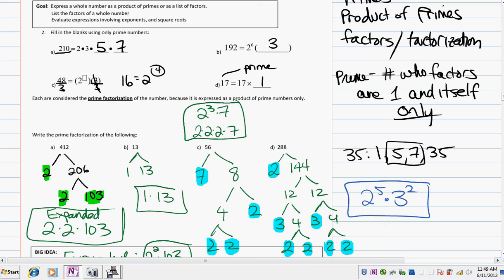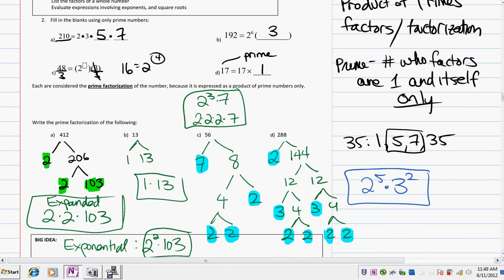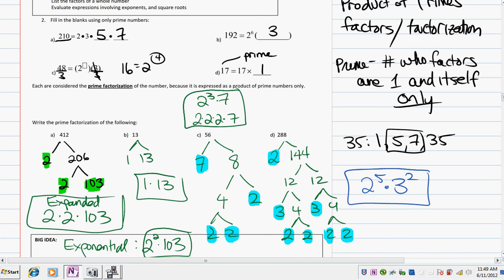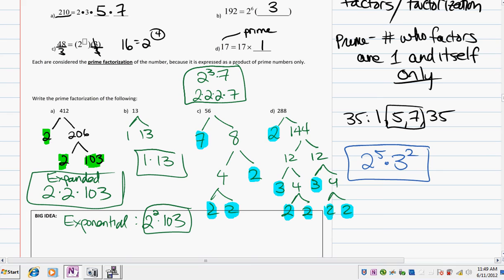So key things to think about here: the product of primes can be found through factor trees. A prime number is something whose factors are only 1 and itself, and you can do prime factorization to find the product of primes, either in expanded form or exponential form.